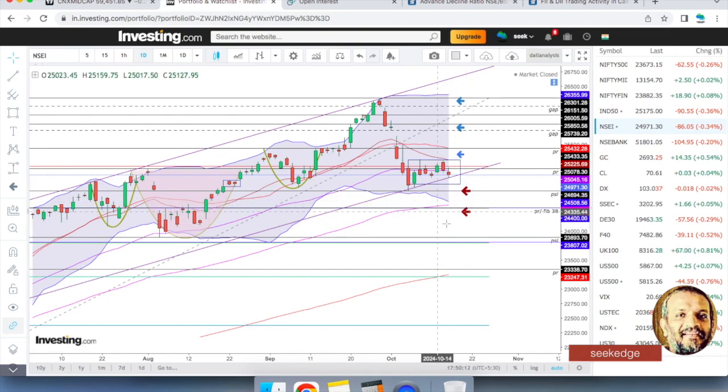So this is the zone where the major support is going to come in, and if that is breached, then it can fall to the big round number of 24,000. That may take a couple of days more if it also happens. So those are the supports on the downside.